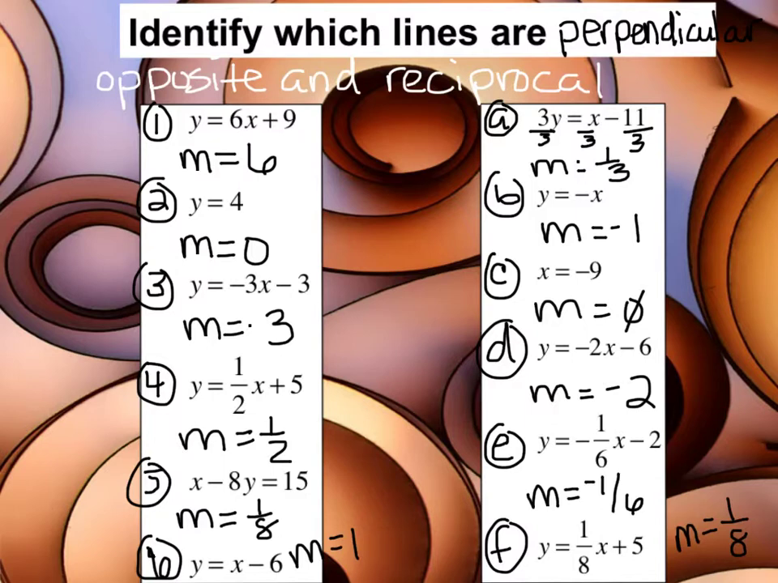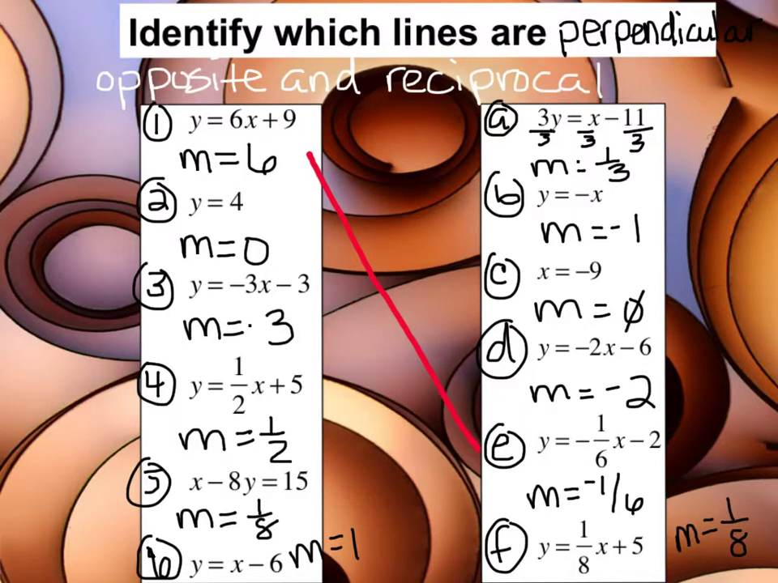Now just a reminder, we want to look for slopes that are opposite and reciprocal. So opposite sign and reciprocal. Let's look at number 1. Number 1, our slope is 6. So if I flip that, I get 1/6. And if I change the sign, it becomes negative. So E is our perpendicular slope.